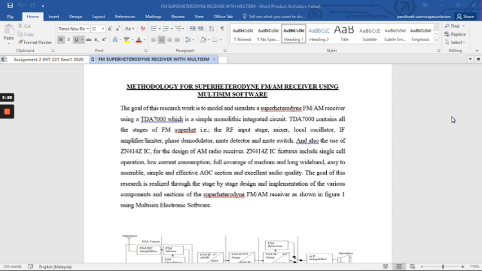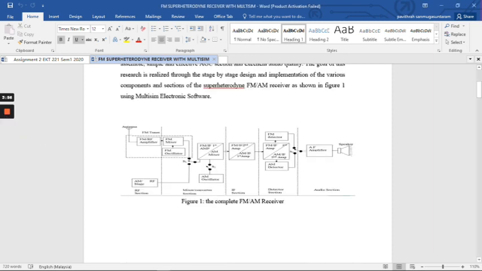Next, here is the block diagram, complete FM block diagram of the receiver. So it starts off with the antenna, sends signal to the RF section, mixer, IF section, detector, and finally to the audio section. And the output will come out through the speaker.